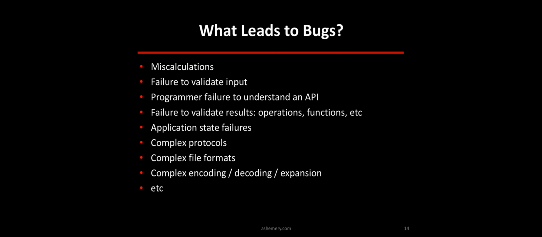Failure to validate results, whether they are operations or functions. So let's say you have an application which does some processing, and then you fail to evaluate how that operation in general works, how those functions in general work. So there is no validation on, let's say, function A does something and then sends that data to another function. You didn't validate that output which came from one operation and is going to the other operation.